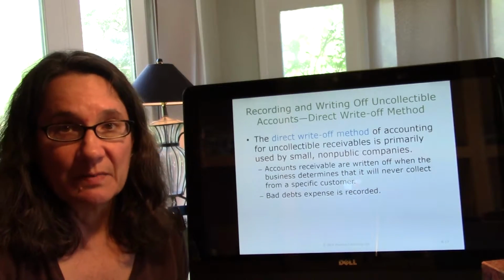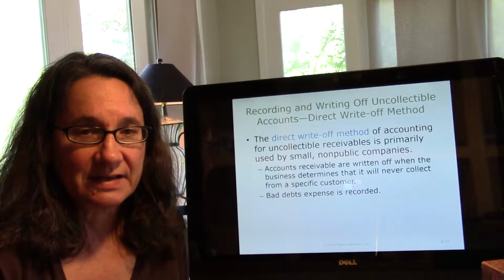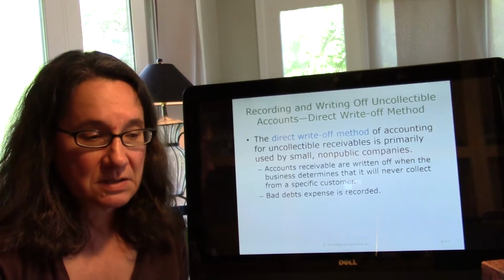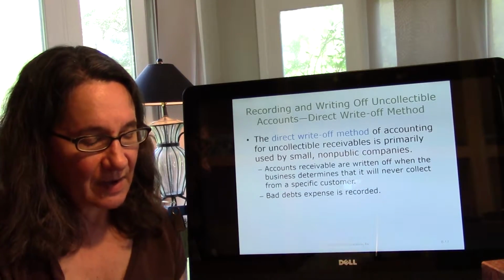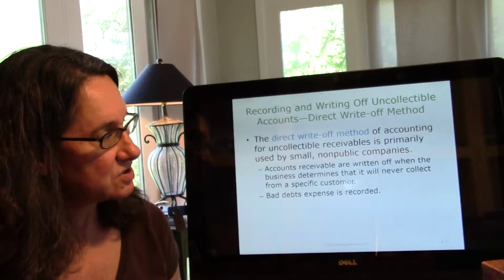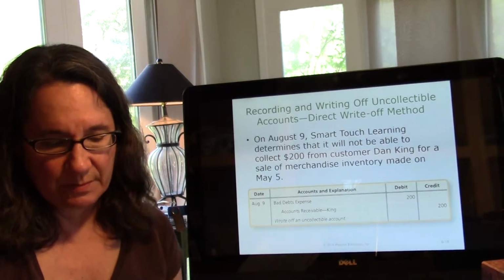Maybe you get a bankruptcy notice. It's like, oh my gosh, that customer's declaring bankruptcy. I guess they're not going to ever pay me now. So you write it off. That's what we're talking about. You know you're not going to get paid, you write it off. And this is the direct method for small companies. So here's an example.